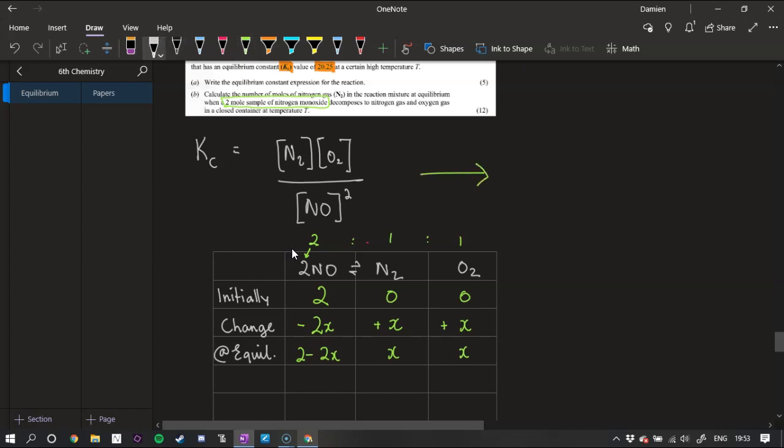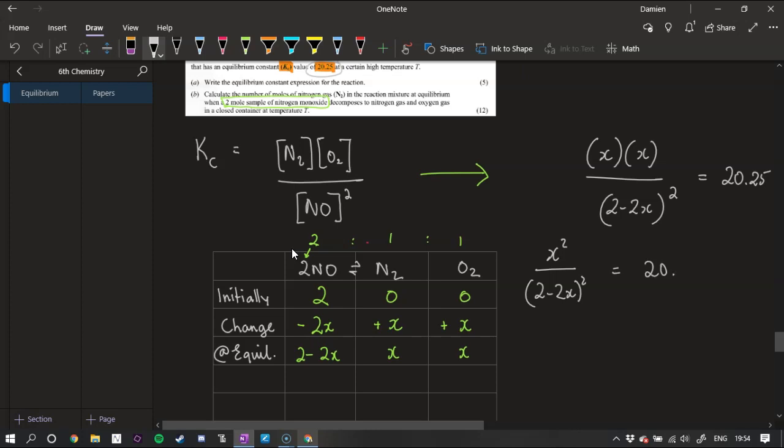Once that's in, you're obviously going to start doing the maths. So pop in the numbers. N2 is x, O2 is x, and the NO is 2 minus 2x, and that has to be squared. In this question, it tells us that Kc has a value of 20.25. So all of that is equal to 20.25. You work down through the question. We've got x squared on the top, and 2 minus 2x squared on the bottom, and that equals 20.25.